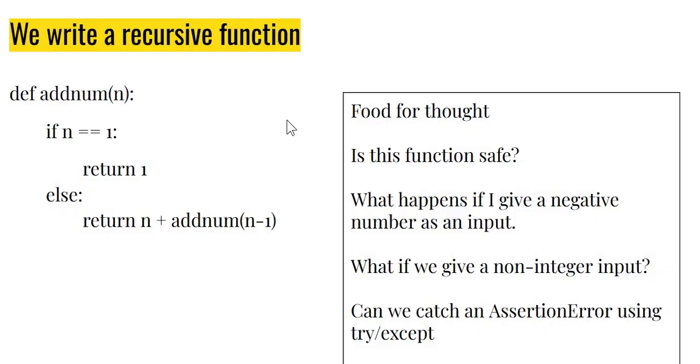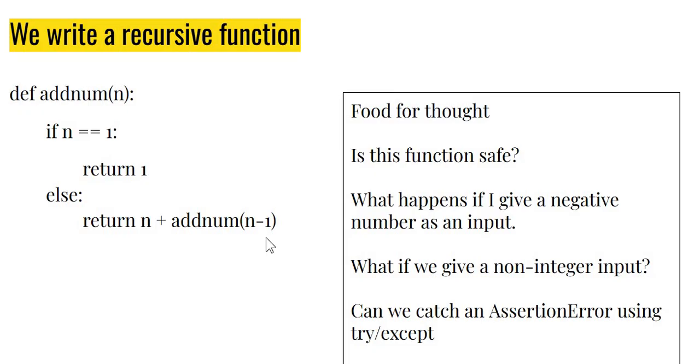Before I wrap up, think through this. Is this function safe? In fact, it is not. What happens if I were to give a negative input at this? You will realize that, in fact, we have inadvertently created an infinite recursion depth. Because let's say I were to say add num minus 10. Well, I'm never going to get to 1 because I keep going down in the recursion hierarchy. I am in for trouble here.